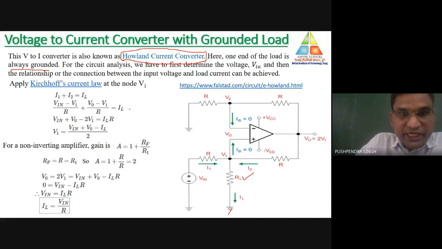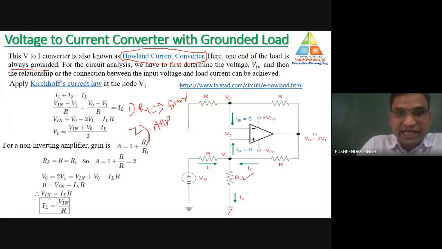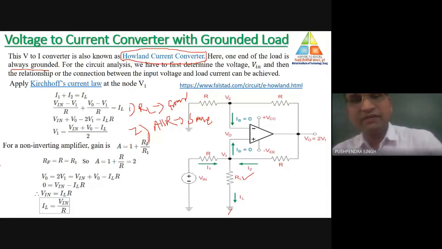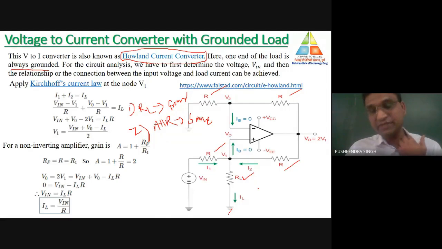So what needs to be kept in mind here? First thing is RL: one of the terminals of RL should be connected to ground. Second important thing is that all the resistance values connected in the circuit should be the same. This is one important concept in case of voltage to current converter with grounded load. You can see over here also, this is R, this is R, this is R, this is R. So all the resistances must be the same.